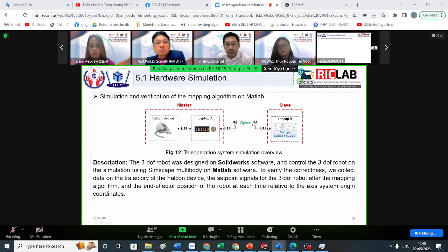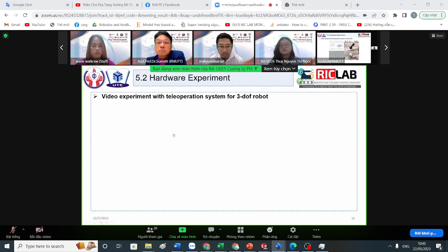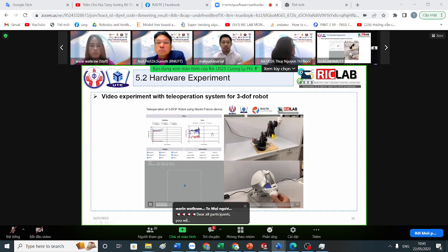For the hardware experiment, I will show a video. In the experiment, the robot, the function device, and the graphic user interface are shown. You can see the set point signal, feedback signal, and error. I control the circle slowly because the 3DOF robot does not move rapidly. Then up and down, to collect data and evaluate the result.